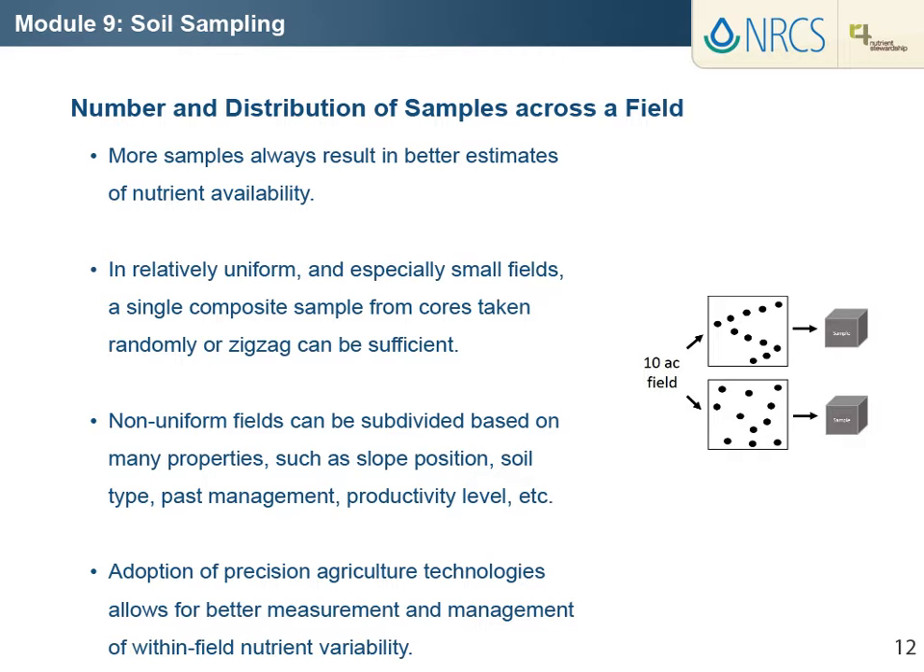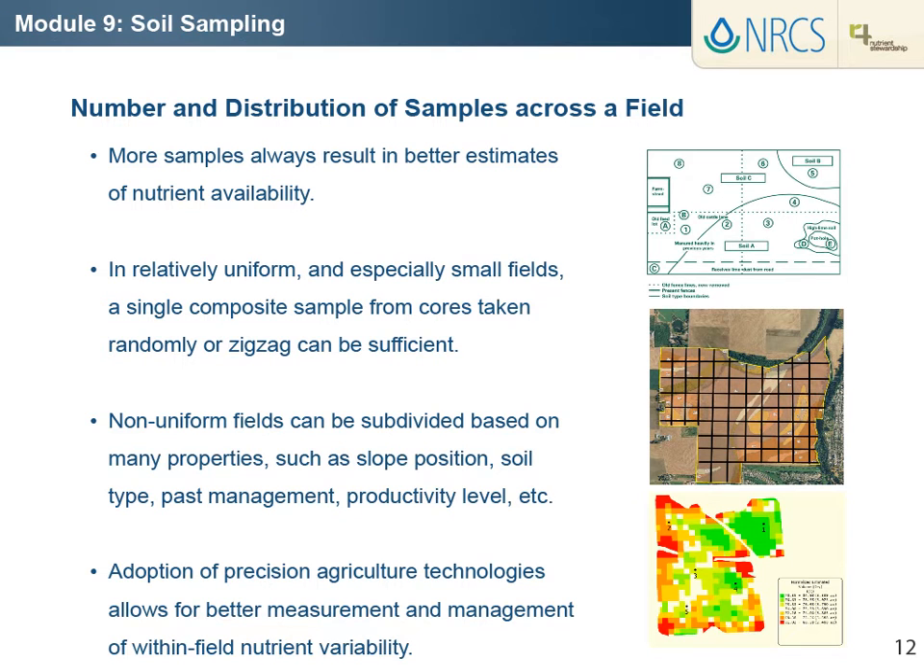Larger fields often have higher variability and are usually subdivided into smaller sampling areas. Non-uniform fields can be subdivided on the basis of obvious differences such as slope position, soil type, or past management such as incorporating prior multiple fields into one larger field. The development and adoption of precision agriculture technologies have revolutionized soil sampling and nutrient application by allowing better measurement and management of within-field nutrient variability.